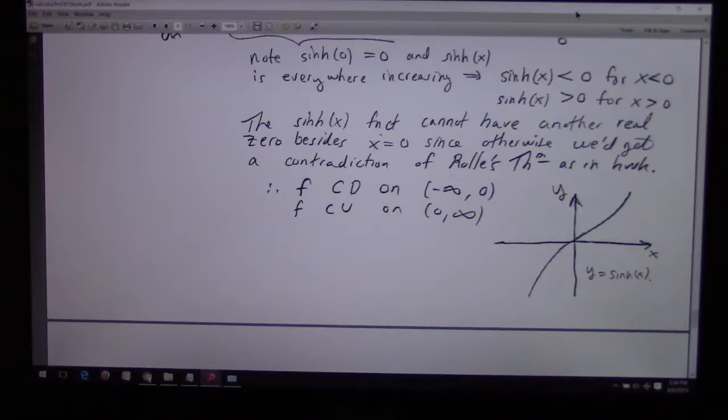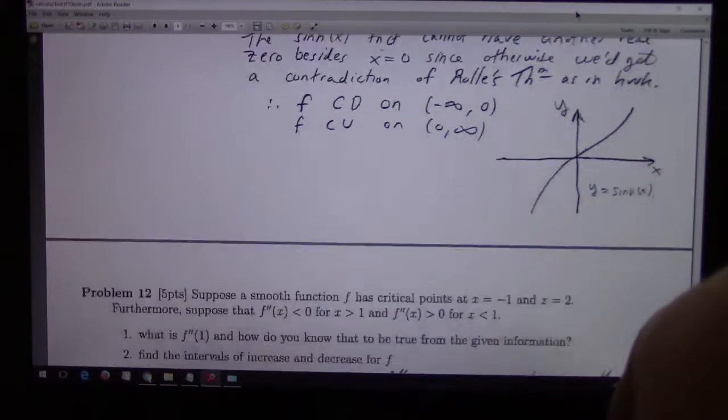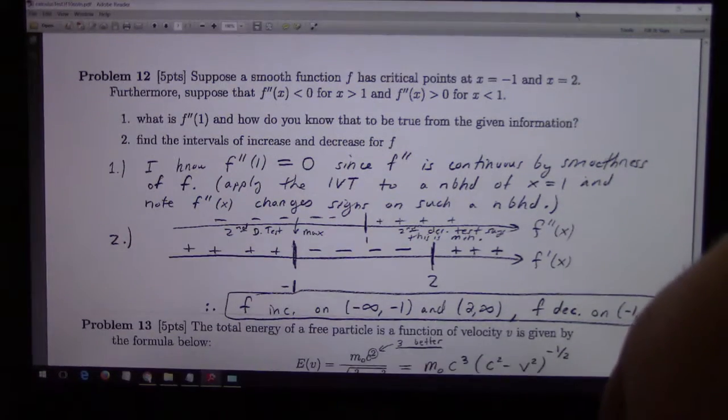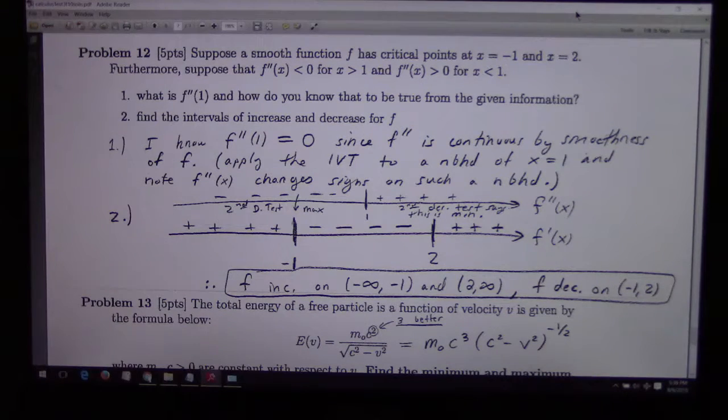So that's a nice little bit to know about. Just one real 0 of hyperbolic sine. This problem is kind of nice.